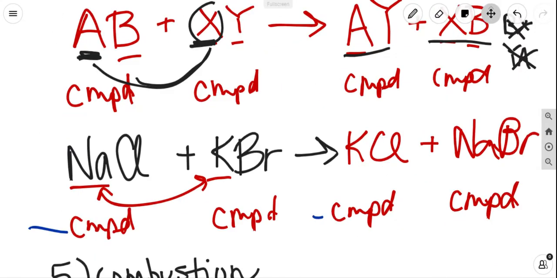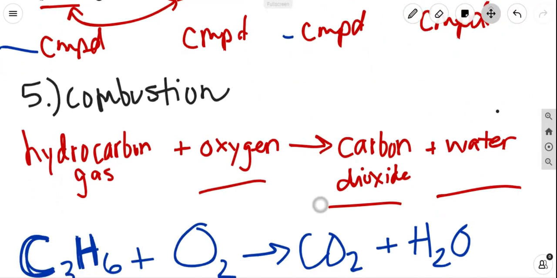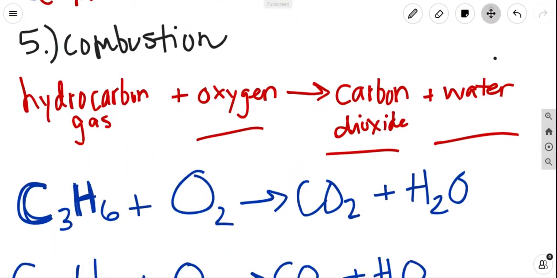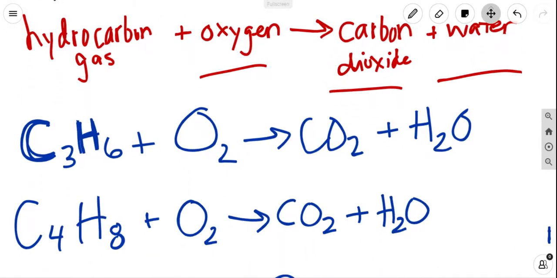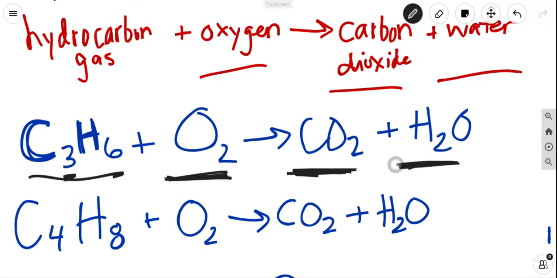All right, and the last reaction that we had was combustion. So we think of something on fire, maybe something burning. It has to have a very specific gas. It's a hydrocarbon gas. So we have C3, C4 plus hydrogen. It's always going to be the same 4 things. Some hydrocarbon, these numbers will change, plus oxygen, because you need oxygen to sustain a fire. Smoke is always produced, so that's your carbon dioxide, and so is water vapor.